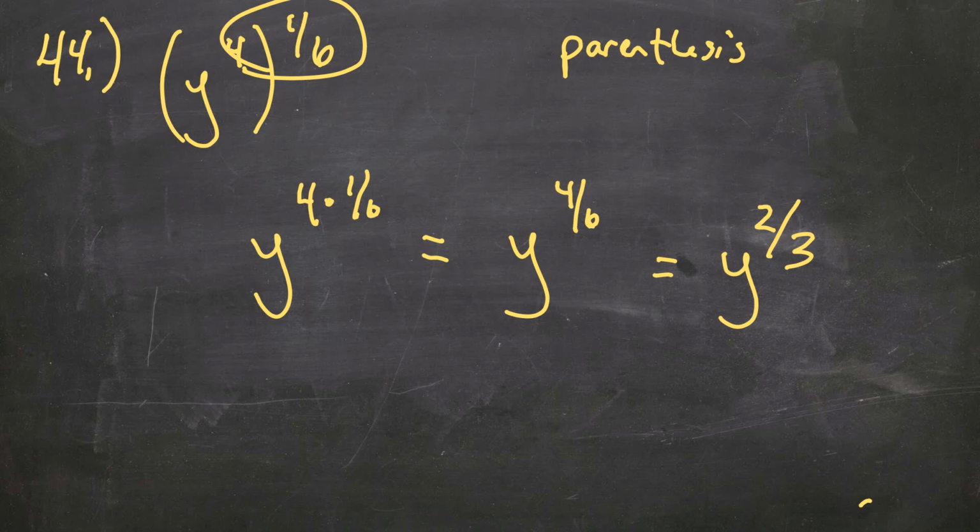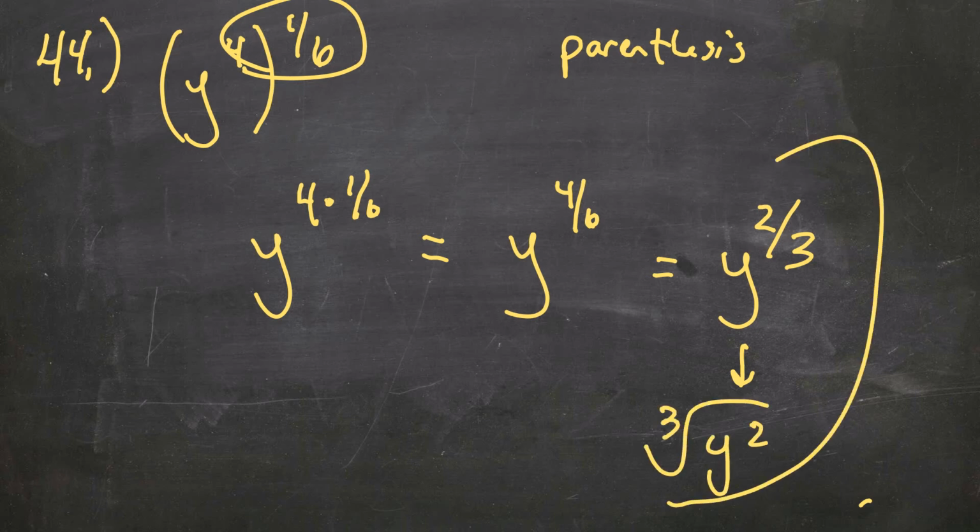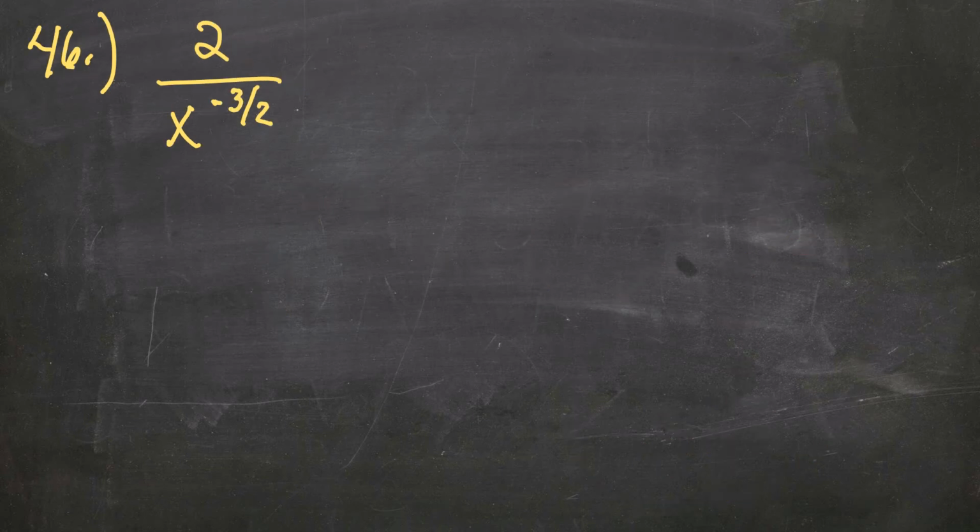Now remember, we want you to translate that, so I'm going to translate that where I have the index and the exponent, so I have the cube root of y squared. So there are the two answers I'm looking for. And that's it.